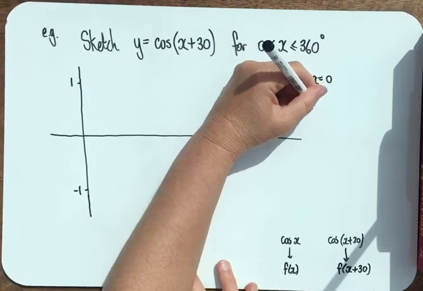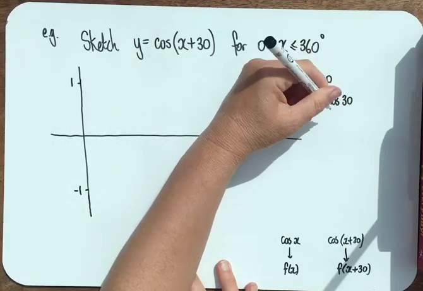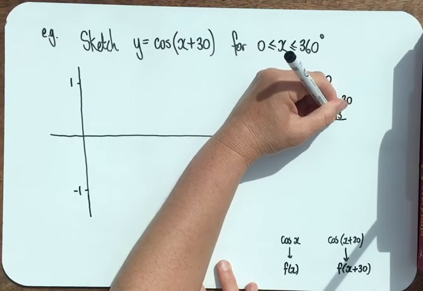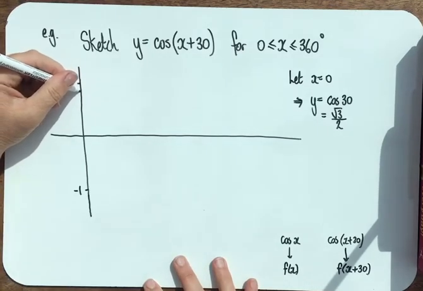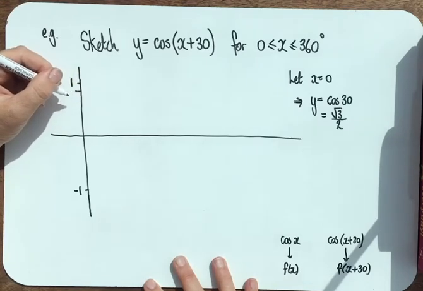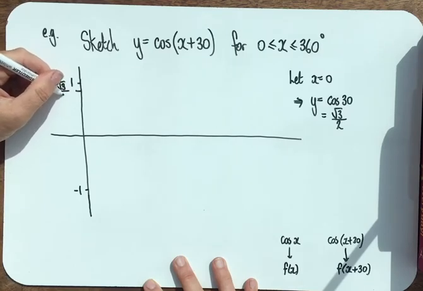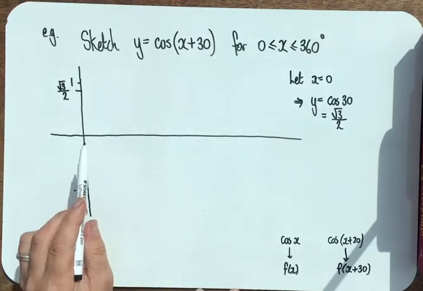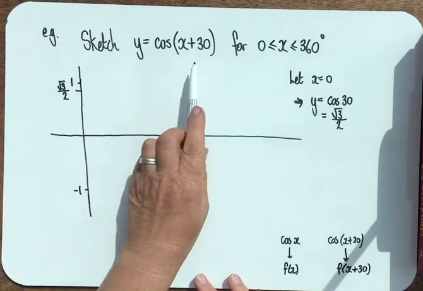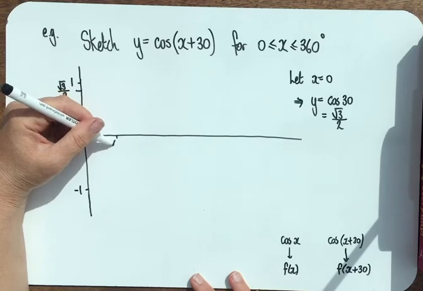and then y is equal to cos 30, which is equal to root 3 over 2. That's about 0.87. So when x is 0, we're at y equals cos 30, which is here, which is root 3 over 2. And then normally cos would come down and go through 90, but because it's being moved left by 30, it's going to go through 60 instead.